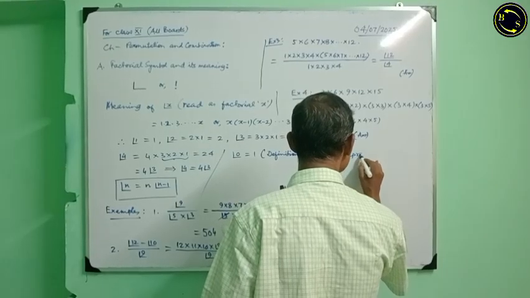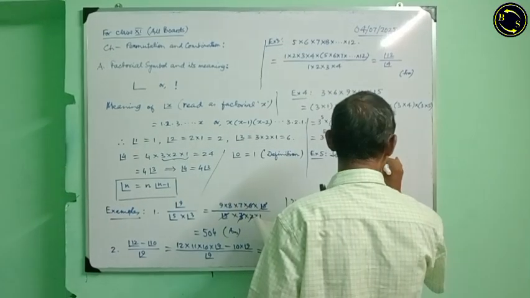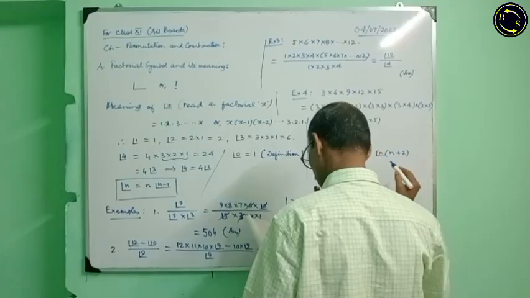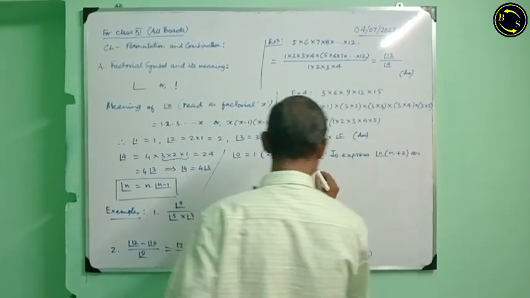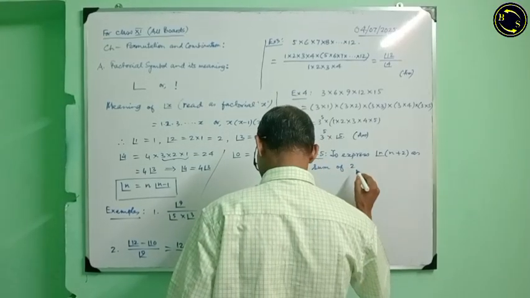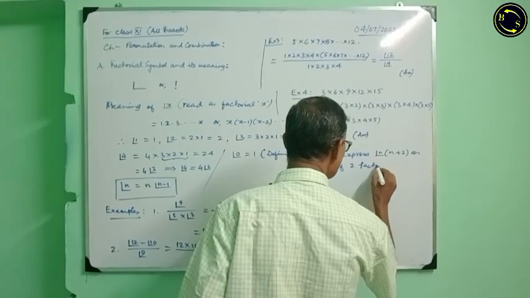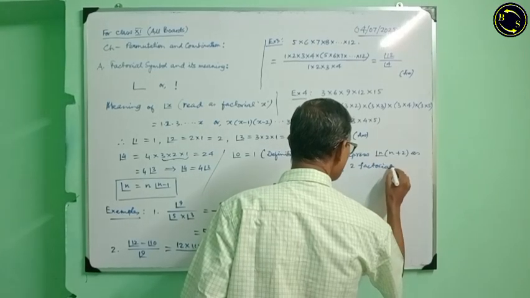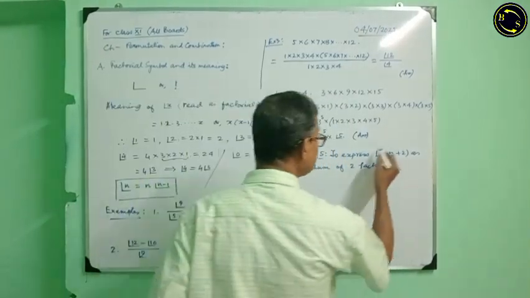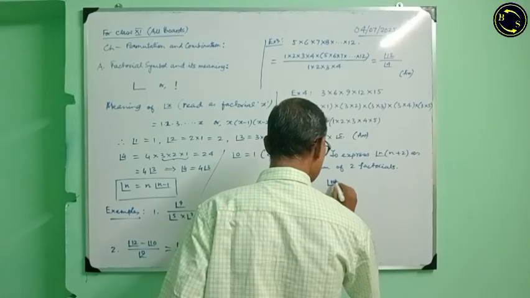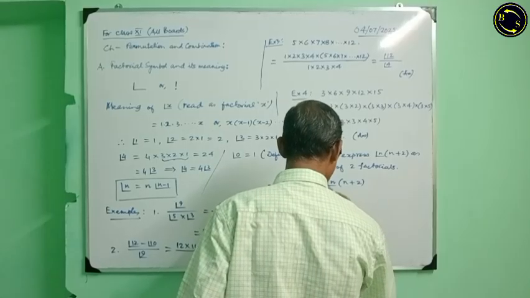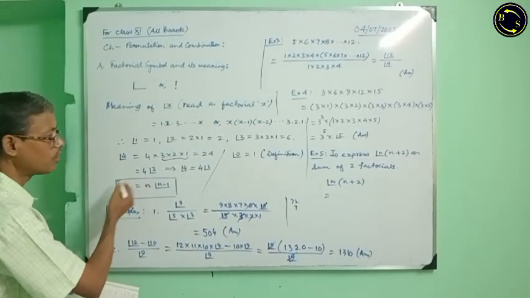To express factorial n into n plus 2 as sum of two factorials. First I write this expression, factorial n into n plus 2. We shall use here this formula.